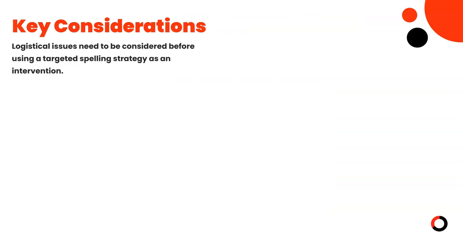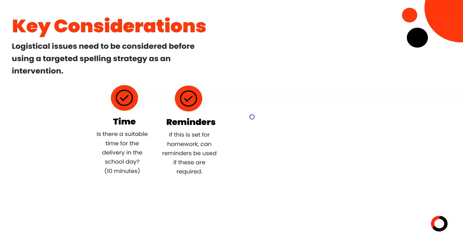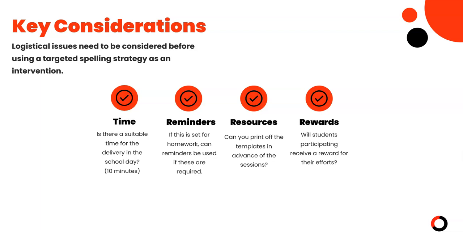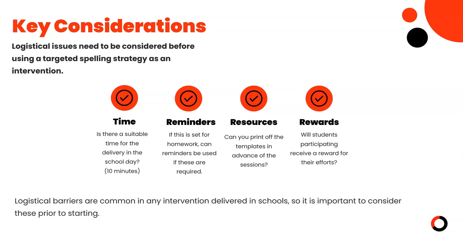So key considerations. Logistical issues need to be considered before using a targeted spelling strategy as an intervention. Time: is there a suitable time for the delivery in school? Reminders if it's set for homework. Resources: if you need the templates, can you print these in advance? And will you link this to rewards? So logistical barriers are common in any intervention within schools, so it's just important to consider these prior to starting.